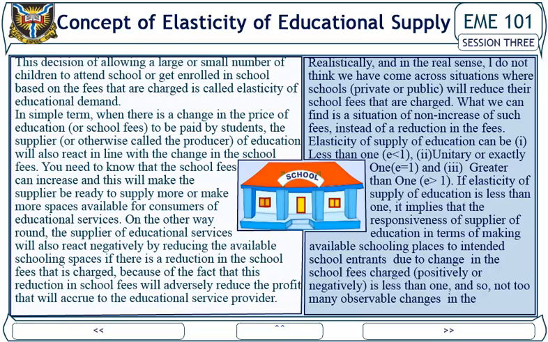Elasticity of supply of education can be less than 1, unitary or exactly 1, or greater than 1. If elasticity of supply of education is less than 1, it implies that the responsiveness of supply of education in terms of making available schooling places to intended school entrants due to change in the school fees charged, positively or negatively, is less than 1, and so not too many observable changes in the availability of school places.